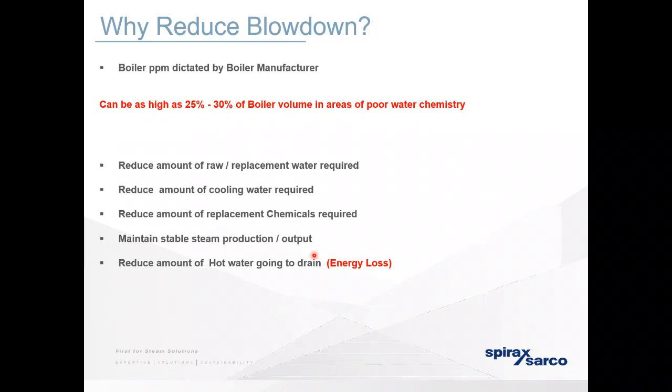It also reduces the amount of replacement chemicals required. If you return condensate, which is already treated, you don't need to treat raw water, so you reduce the costs there. And it maintains a stable steam production output. Again, because of thermal shock: if you have no thermal shock, because your condensate is returning and you have a high temperature into your boiler, it will take less time to produce steam. So over the same period of time, you'll get a higher steam output. And it reduces the amount of hot water going to drain. So if we can limit the blowdown, we can save energy by not wasting all that hot water.